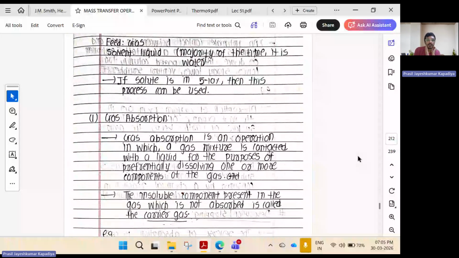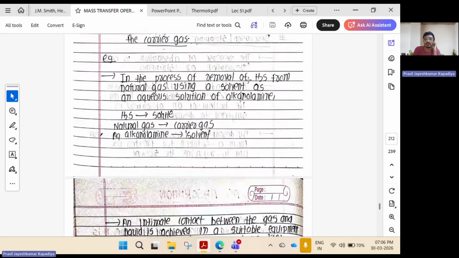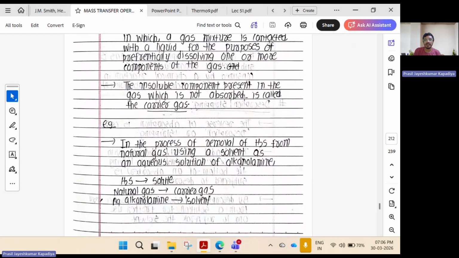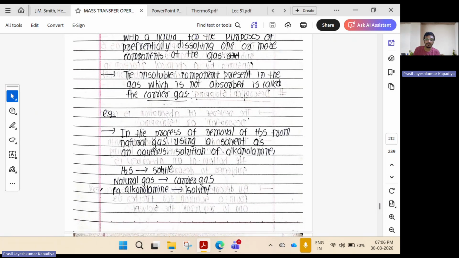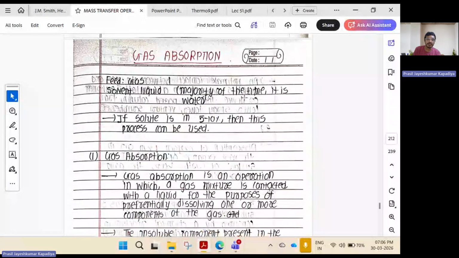So what is gas absorption? It is a similar operation in which a gas mixture is contacted with a liquid for the purpose of preferentially dissolving one or more components of the gas. A very standard example is the removal of H2S from natural gas using a solvent. If I can use a solvent which can dissolve the H2S, I can get pure natural gas from it. That is called the absorption operation.